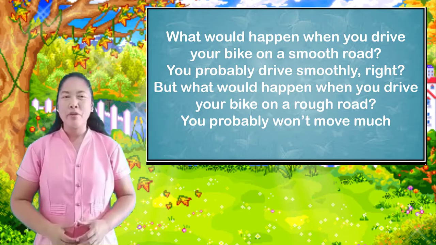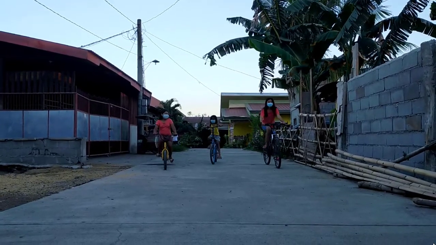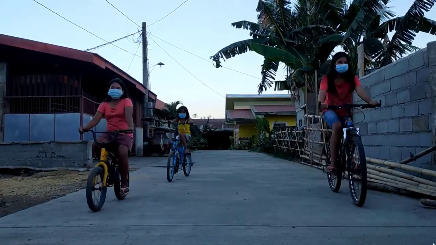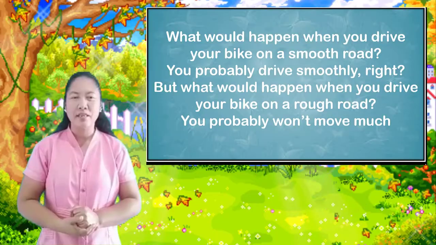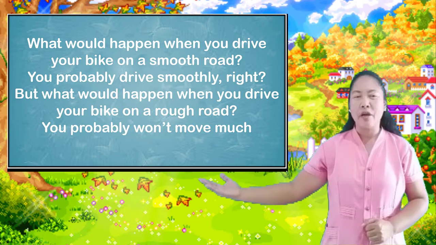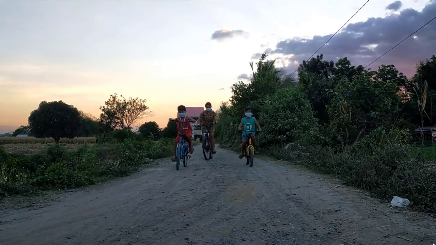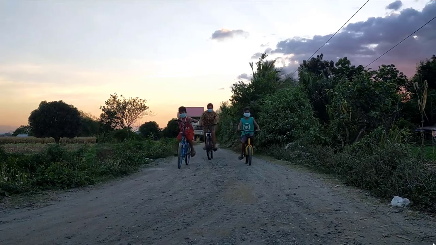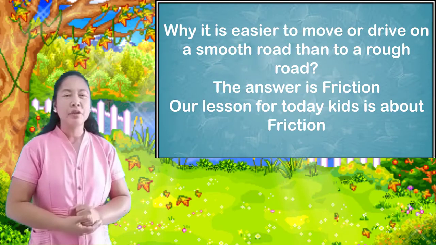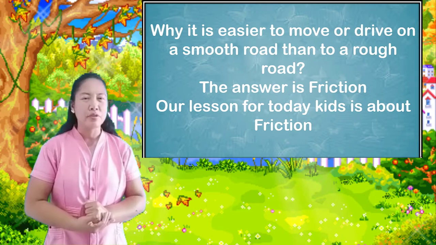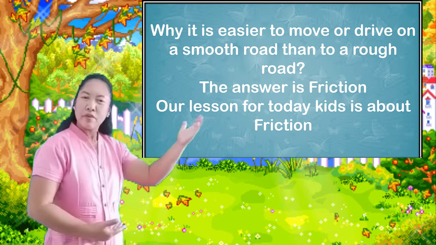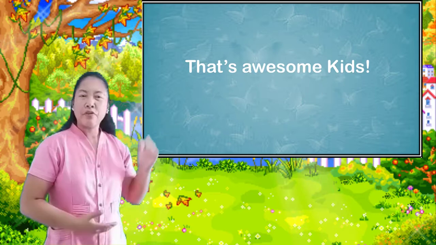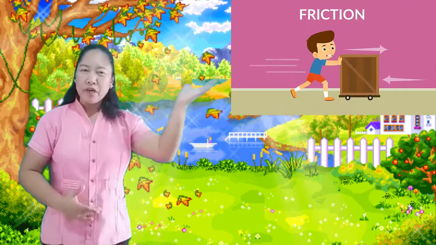What would happen when you drive your bike on a smooth road? You probably drive smoothly, right? But what would happen when you drive your bike on a rough road? You probably won't move much. Why is it easier to move or drive on a smooth road than a rough road? The answer is friction. Kids, our lesson for today is about friction.